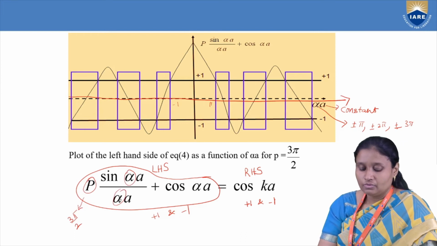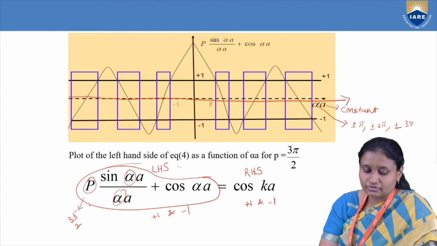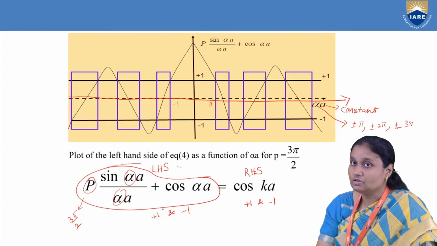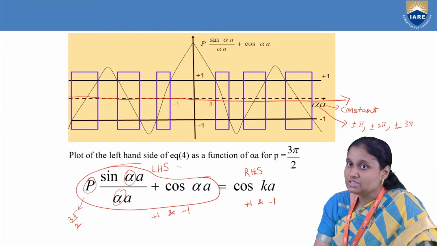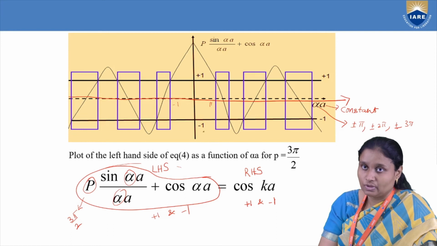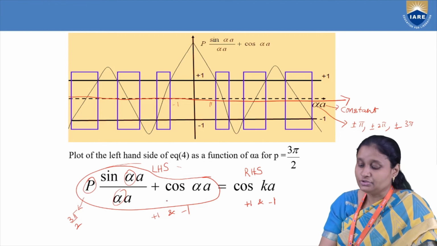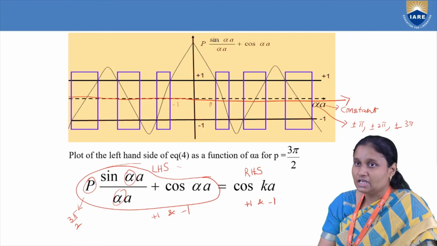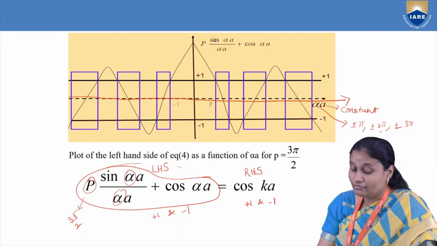So here I am substituting different values of alpha. Now when you substitute different values of alpha, you will get different values of this left hand side. But which values are permissible? Only values that are between +1 and -1. I'll get different values of left hand side once I substitute different values of alpha, but I have to consider only those values of alpha.